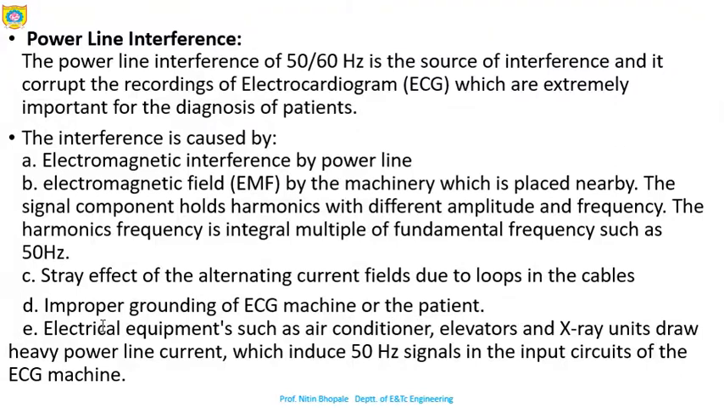Similarly, improper grounding of the ECG machine may also be called power line interference. Similarly, electrical equipment such as AC, elevator and X-ray unit, then the heavy power line current due to the elevators and the X-ray units, is also causing the interference.